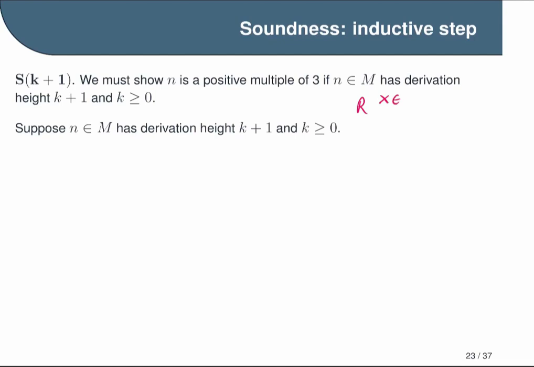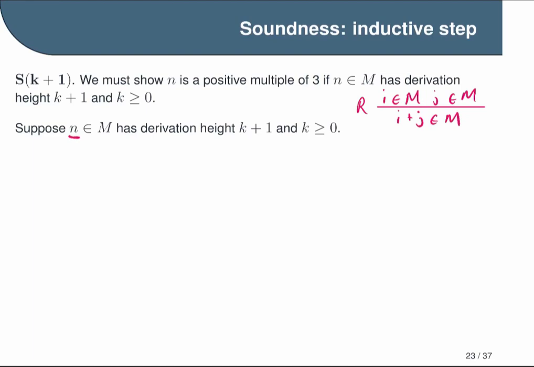So remember, the form of R was that X is an element of M, Y is an element of M, implies X plus Y is in M. So that's the rule, and I've used X and Y, but these are arbitrary variables. So actually, I'm going to use I and J just for consistency with the slide, I and I plus J, right? But don't let that throw you, it's exactly the same thing. And this is the form of our element n, as long as its height is greater than 0, which it is because its height is k plus 1.